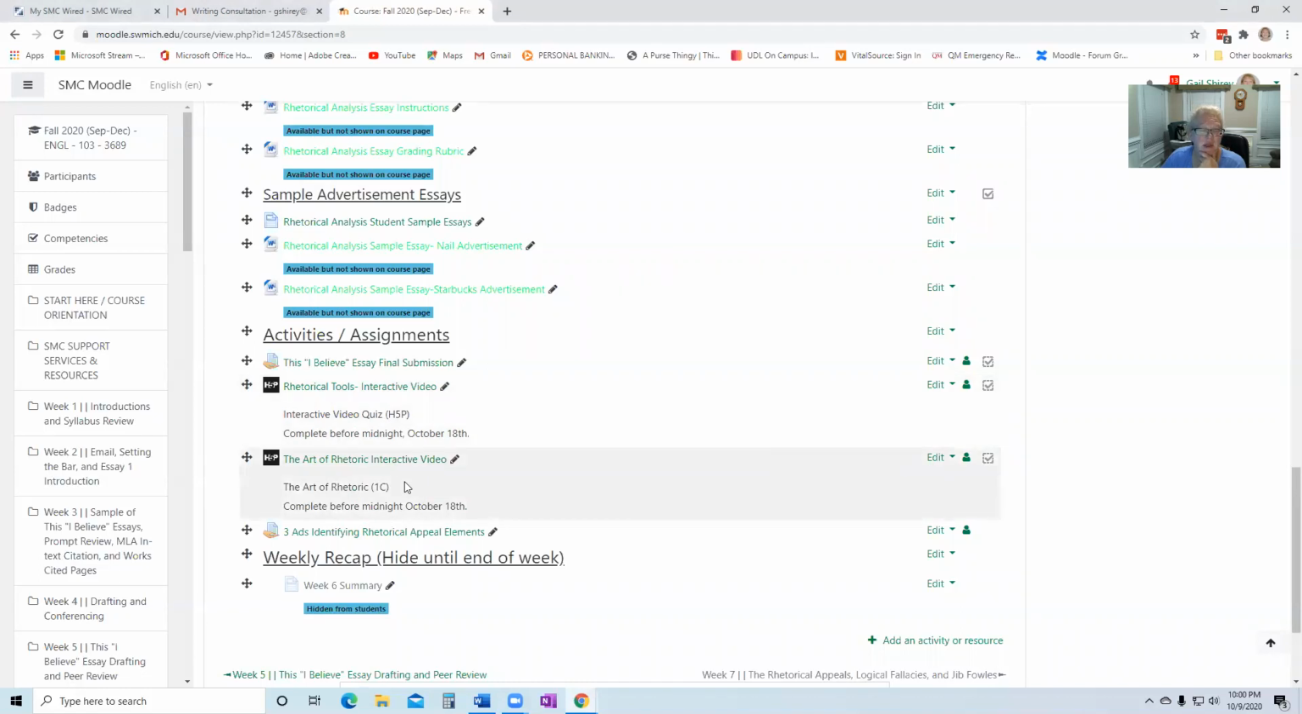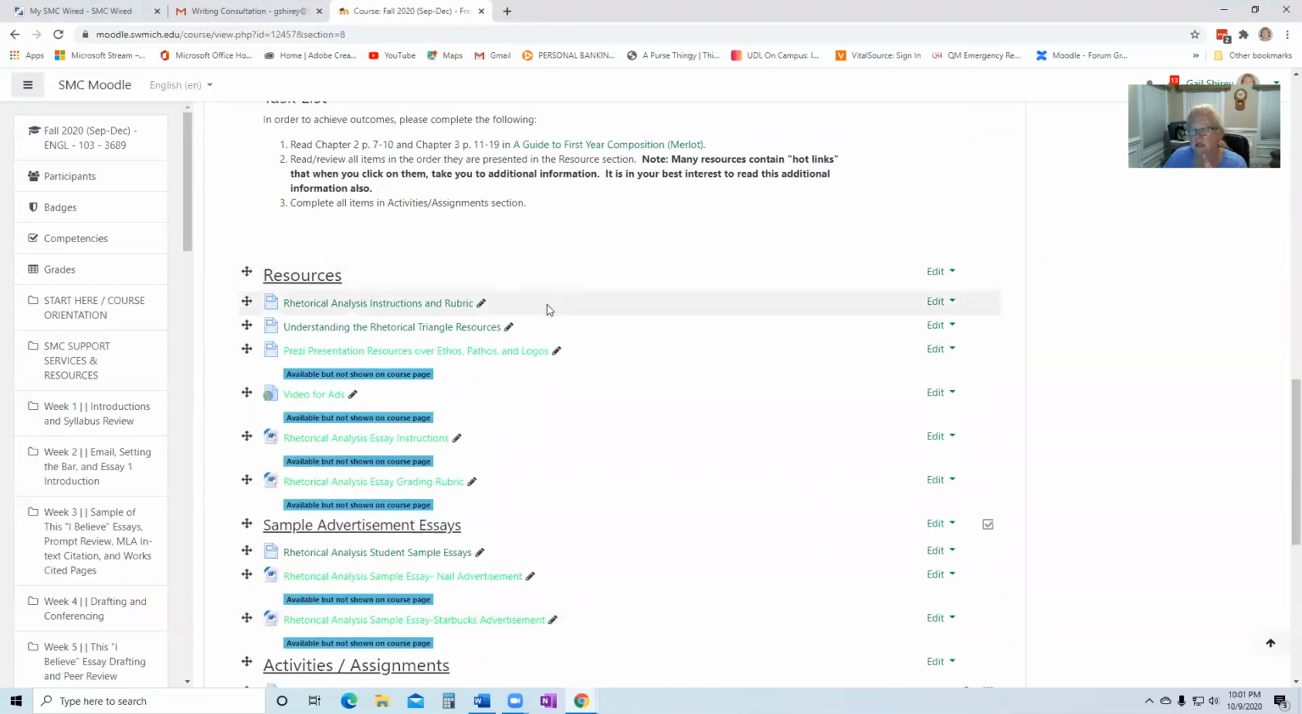The other thing is you're going to identify the rhetorical appeals being used in particular ads. So there's a worksheet that I want you to practice identifying elements of logos, ethos, and pathos. So those are the activities. Everything is geared for having you start to understand the elements of rhetoric or rhetorical tools, because your next essay this unit is going to be a rhetorical analysis.